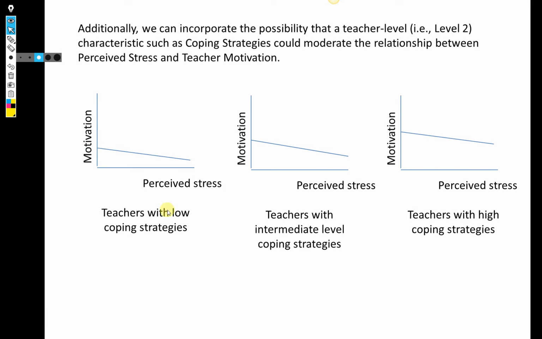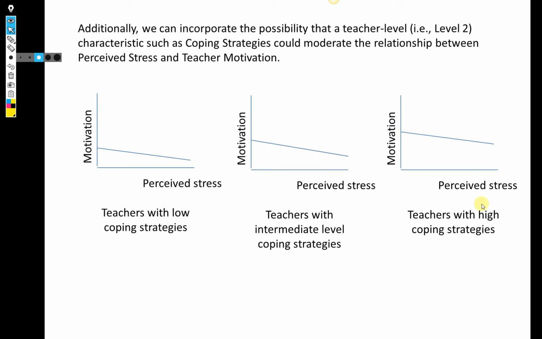As stress increases, there's a reduction in motivation. And then perhaps teachers with high coping strategies, you would expect that at low levels of stress, they have higher levels of motivation, and the effects of stress would be less pronounced than what you would see among teachers with low and intermediate level coping strategies. So at any rate, this is probably a little bit more consistent with what we would expect.